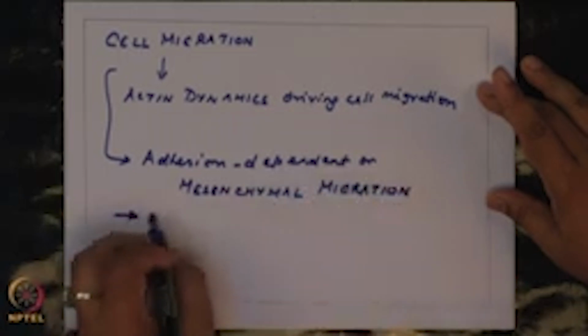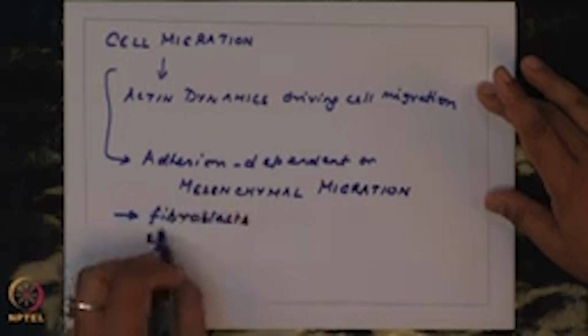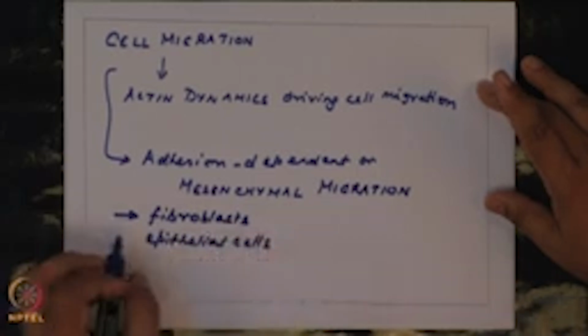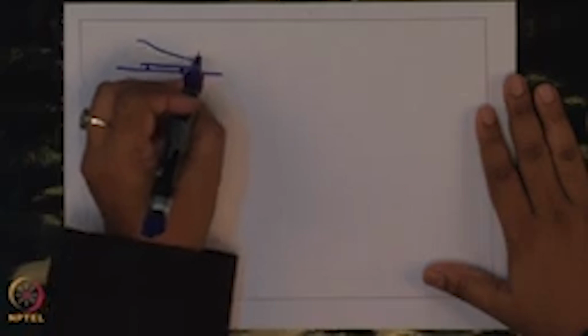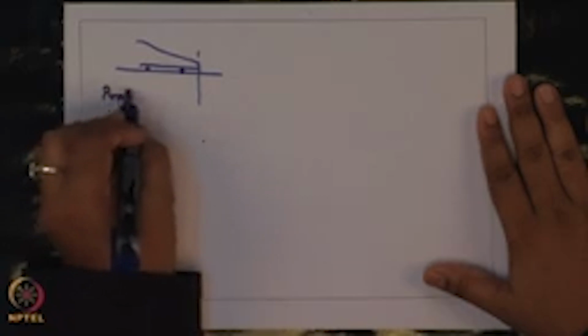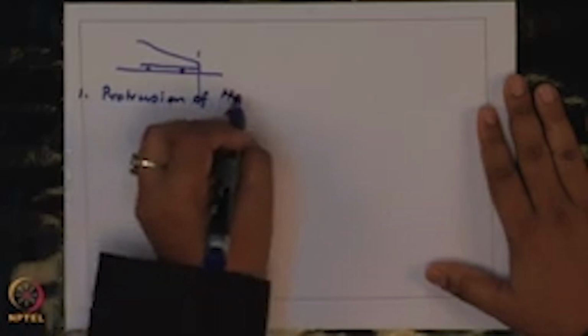Cells like fibroblasts and epithelial cells all exhibit mesenchymal migration. So, what are the steps of cell migration? It always begins with a cell resting on a substrate. Let us say these are my adhesions. It begins with protrusion of the leading edge.